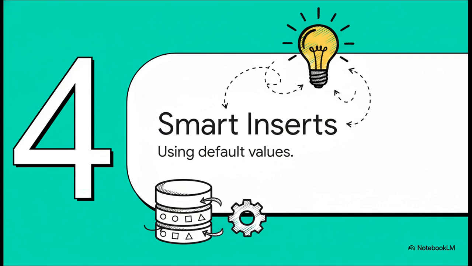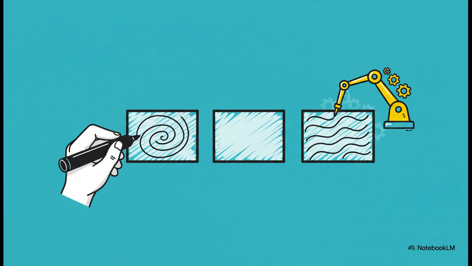Okay, so we've gone from single to multiple. Now let's get a little smarter. What if you could actually let the database fill in some of the information for you? Well, that's exactly where default values come in. Sometimes a column has a really predictable value. For instance, a new task you add to a list is almost always going to be pending, right? Or a new user account is usually active. By setting a default value, we can tell SQL, hey, if I don't give you a value for this column, just go ahead and use the default.